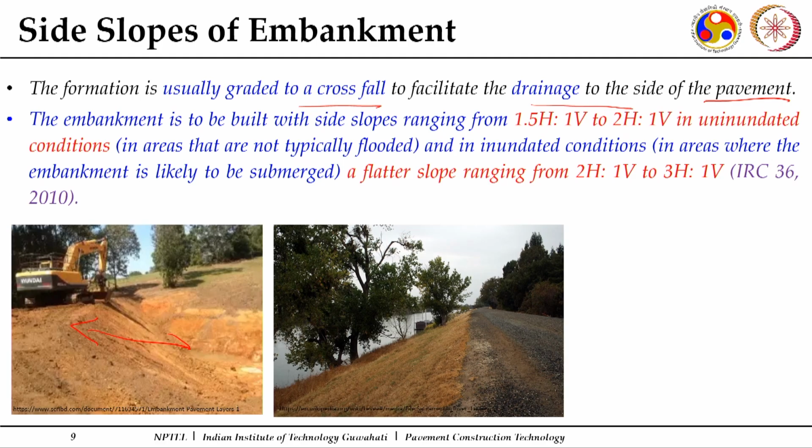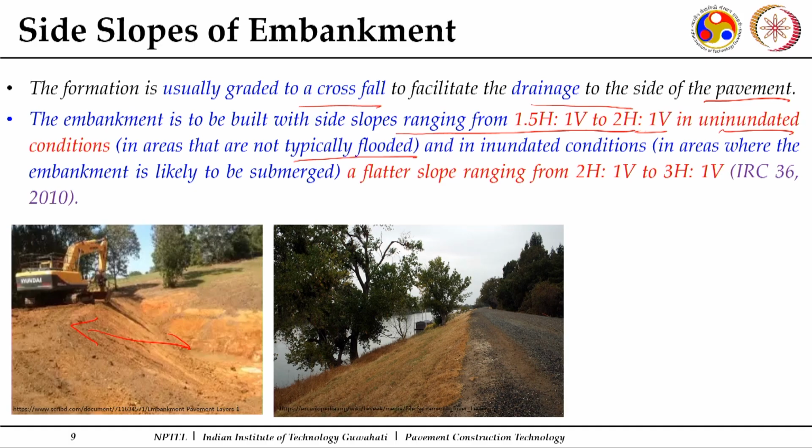The embankment is to be built with side slopes ranging from 1 vertical in 1.5 horizontal, or 1 vertical in 2 horizontal, in case of unsubmerged conditions, that is, those which are not typically flooded. There you can have a slope of 1 vertical in 2 horizontal, that means a 50% slope. So this is one consideration.